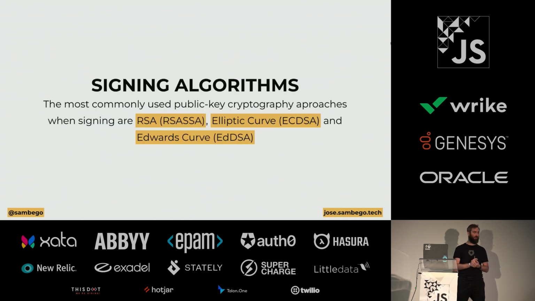And some signing algorithms, the most commonly used ones, there's a whole bunch of them, but there's a few families. RSA is the most common one, then you have elliptic curve, and you also have Edwards curve. I'm not going to go into details. If you'd like to talk details, again, come find me in the booth, but we don't have time for this.